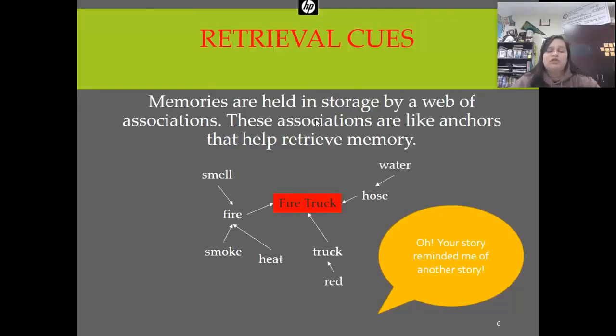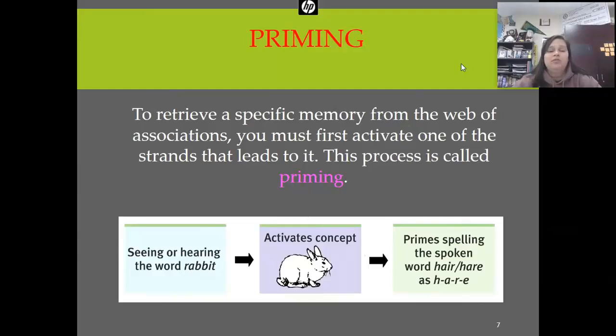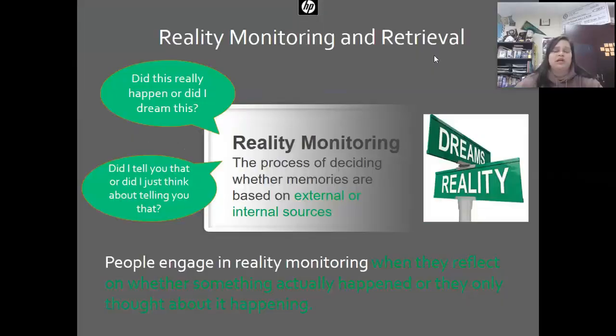When we store memories, though, they're not usually just in there all by themselves. They're in there as sort of a web of associations. So to try to retrieve one detail, you can retrieve other neighboring ones. So maybe your story reminds you of another story, and that's the way our retrieval cues work. Priming is also a way that we're able to get things out of our memory store. To retrieve a specific memory from your web of associations, you activate one strand, and then that triggers something else. Priming is also like giving a hint that it starts with a certain letter or it sounds like this. That's priming. It helps you to trigger that memory retrieval process.